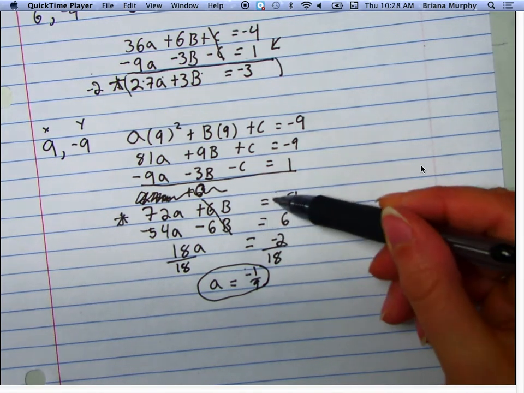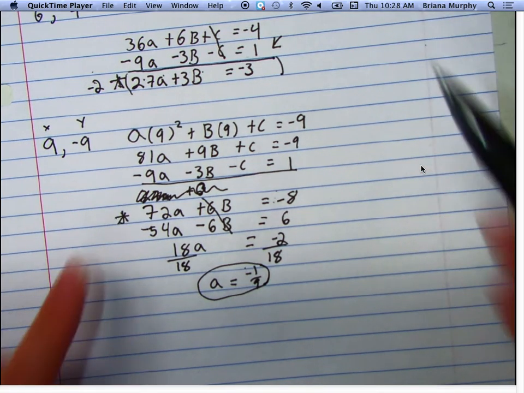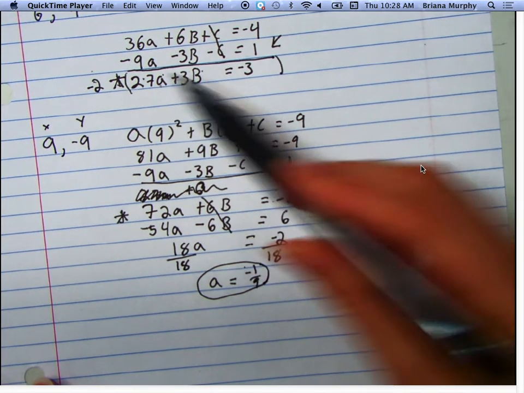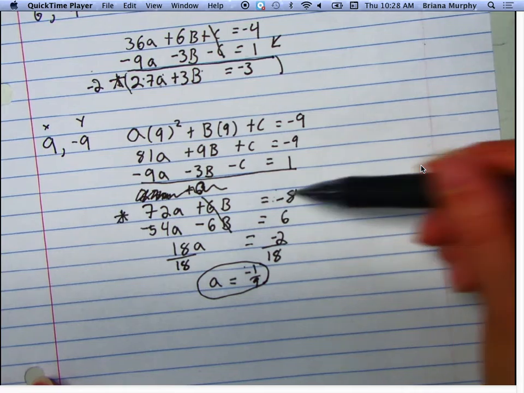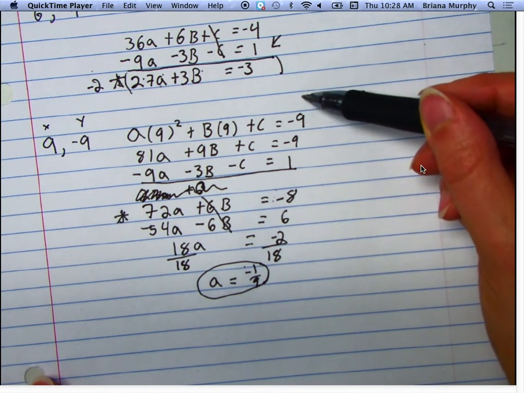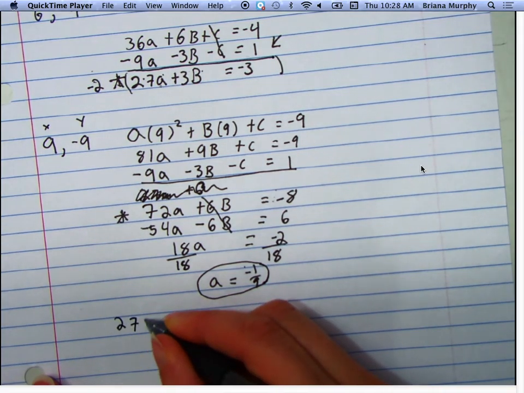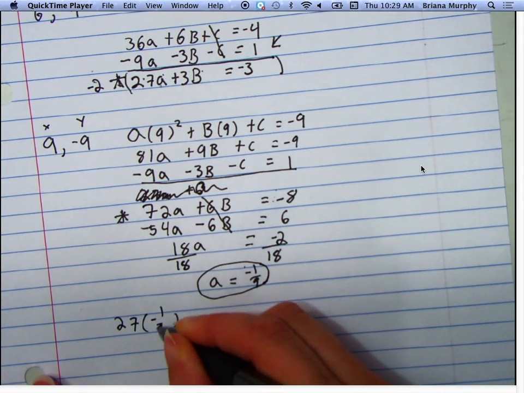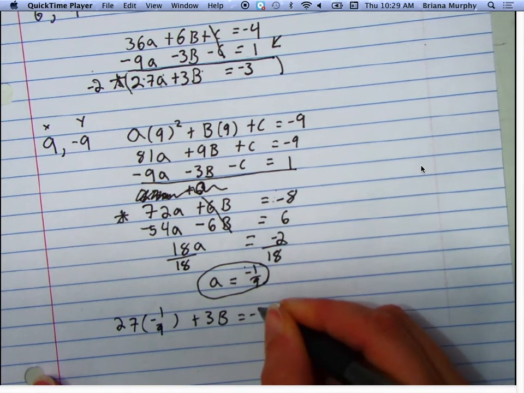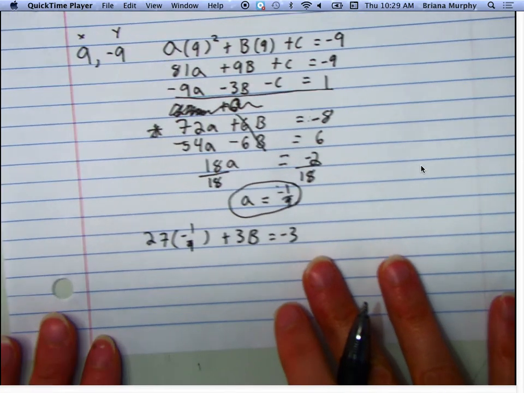I would use one of these, right? I would use one of the ones that I've just got. I might use this one because it just has smaller numbers. That's what I did in the past. But you could use 72a plus 6b equals negative 8 or 27a plus 3b equals negative 3. I'm going to use 27a plus 3b equals negative 3, where I'm sticking in negative 1/9 in for a.